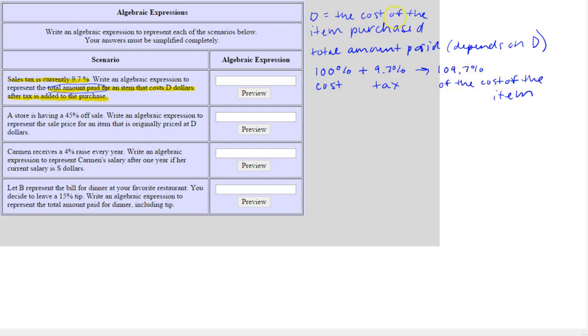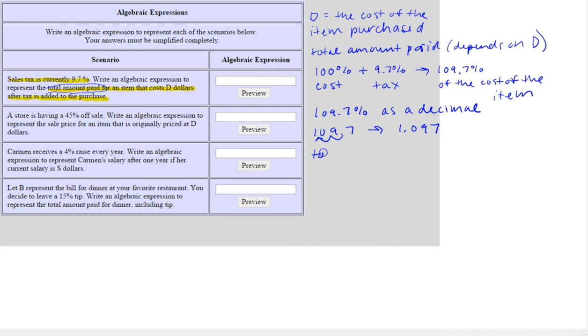Well, the cost of the item is D. And remember, to find percentages, we change the percent to a decimal before we multiply that decimal times the amount we're finding a percent of. So 109.7% as a decimal is, you move the decimal 2 places to the left and you drop the percent sign. So that gives us 1.097.